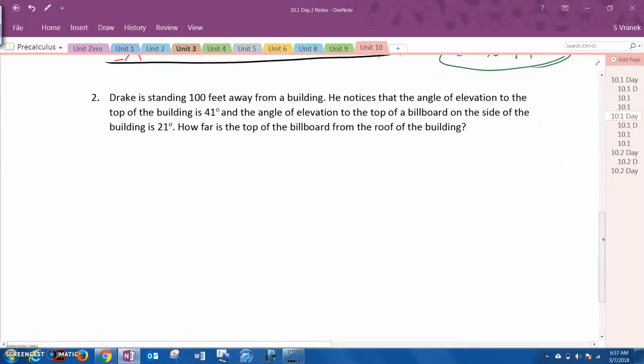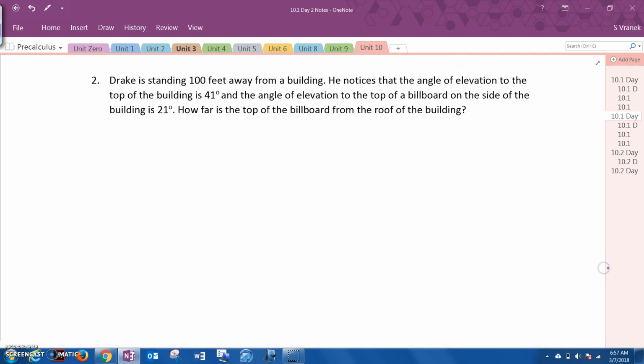Okay, let's do another one. This one will require 2 triangles. So Drake is standing 100 feet away from a building. All these musicians like to stand 100 feet away from buildings and things. He notices the angle of elevation to the top of the building.